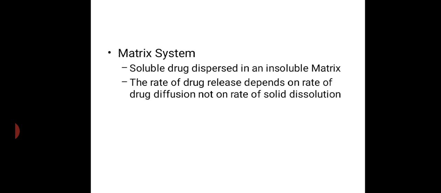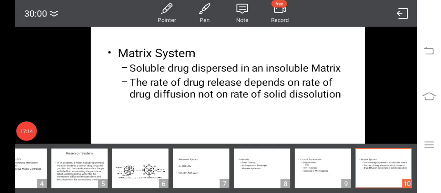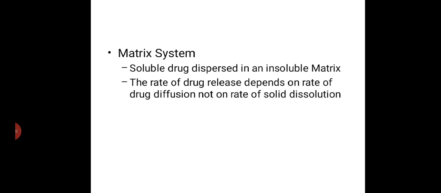The diffusion of the drug molecule across the matrix material, whereas in the previous case the diffusion of the drug molecule across the reservoir system was the most critical thing, in this case the movement of the drug molecule across the matrix is the most crucial or the most critical parameter.